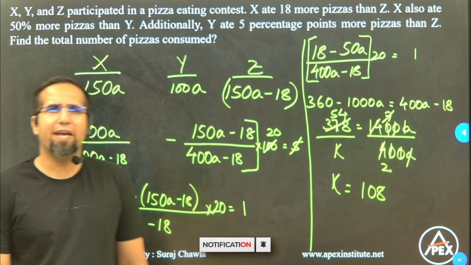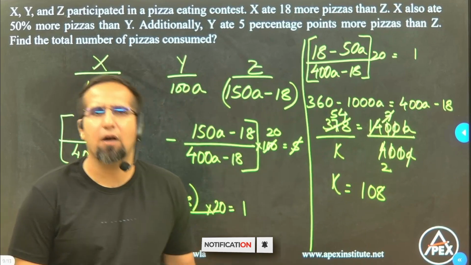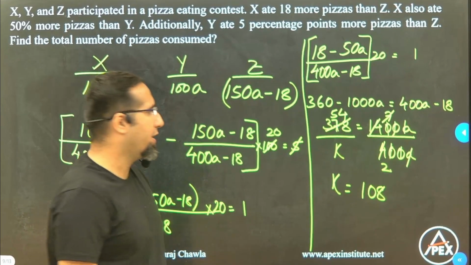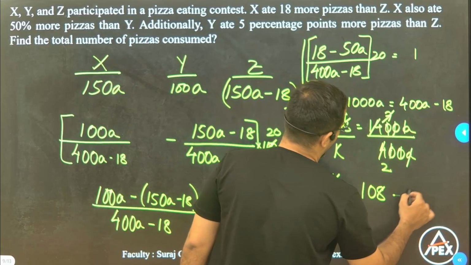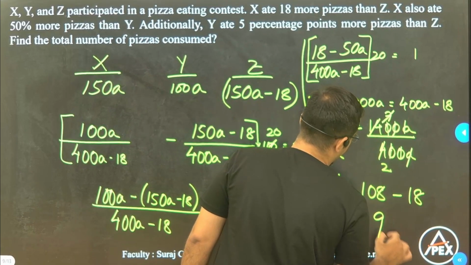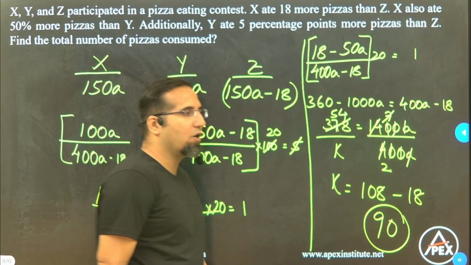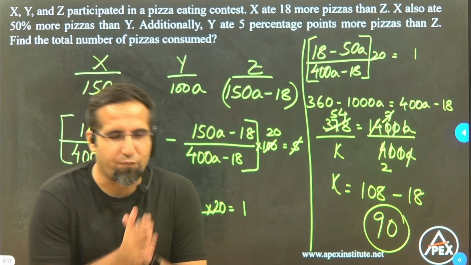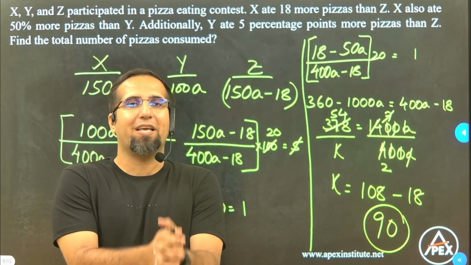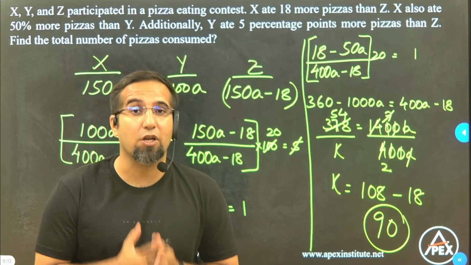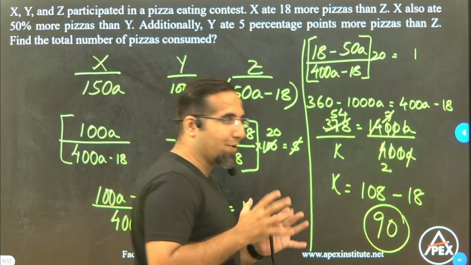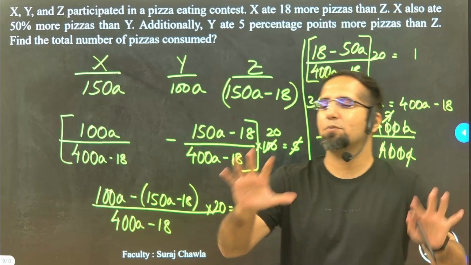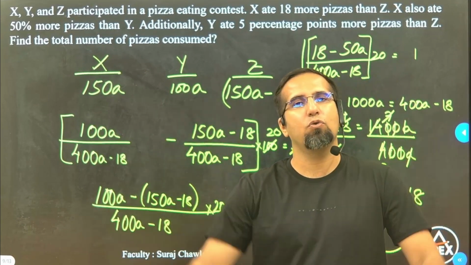तो 108 जो है वो वैल्यू 400A का है. हमको जो वैल्यू चाहिए 400A माइनस 18 का वैल्यू चाहिए, राइट? सो देयरफॉर हमारा वैल्यू हो जाएगा 108 माइनस 18 एंड देयरफॉर टोटल नंबर ऑफ पिज्जाज जो कंज्यूम्ड है दैट इज 90. So again a very beautiful question on application of percentage points. So remember percentage points का मतलब सिंपल सा होता है कि percentage of y minus percentage of z is equal to 5.